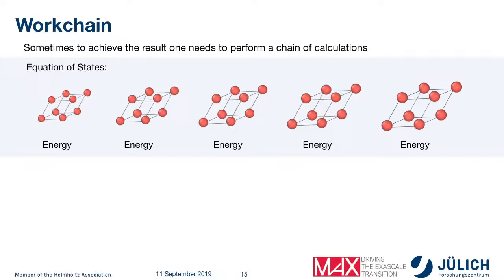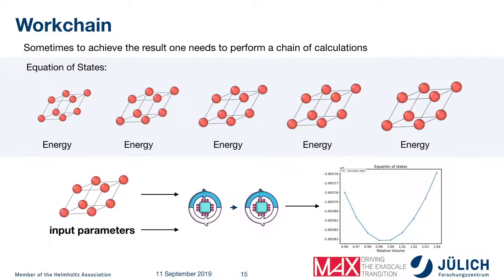And in the AiiDA FLEUR plugin, we have an equation of states blockchain, which basically behaves itself like a calculation. You need to pass a set of inputs. In this case, that would be an original structure, a set of input parameters, which contains, for example, the scaling parameters and other important parameters for the simulation. It will automatically process a set of calculations. It will run calculation for this structure, this one, this one, this one, and this one. And later, it can be processed, and we can get this nice plot with basically no effort. It will be done automatically.